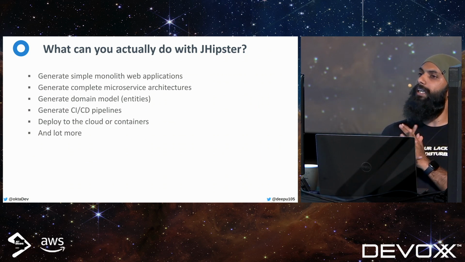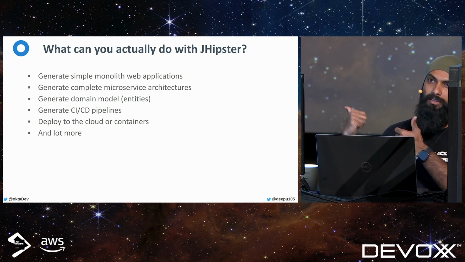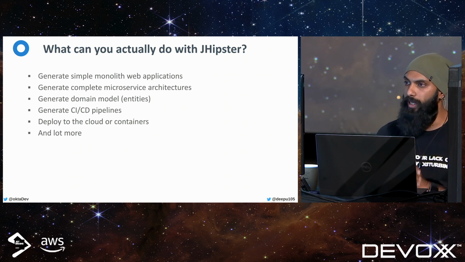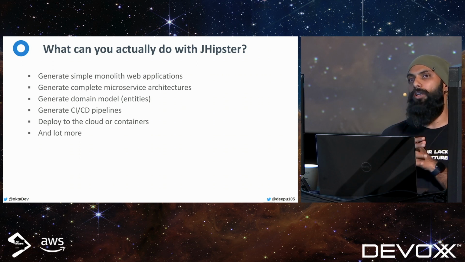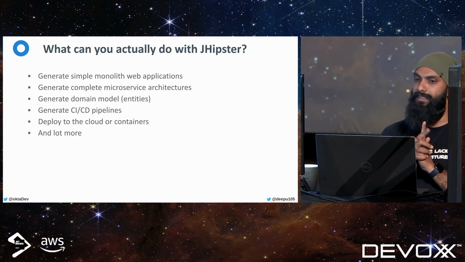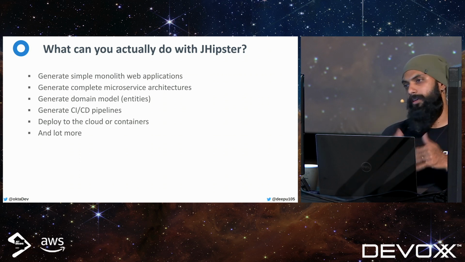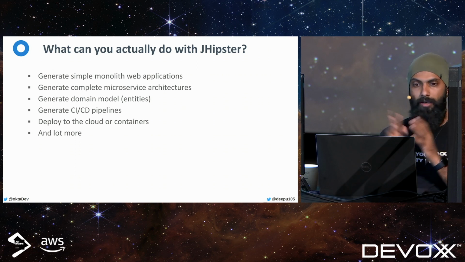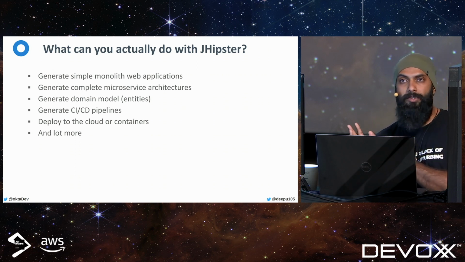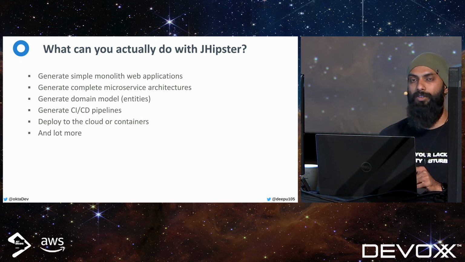So what can you do with JHipster? You can use JHipster to generate simple monolith web applications. You can use it to generate complete microservice architectures, like what I'm going to do today. You can also generate domain models, your JPA-ish entities and stuff. You can generate CI/CD pipelines and deployment configurations for Kubernetes, Docker, OpenShift, and so on. You can deploy to cloud or containers using that, and a lot more. To cover everything that JHipster can do would require a separate deep dive, so I'm not going to go into that because this deep dive is all about Istio.